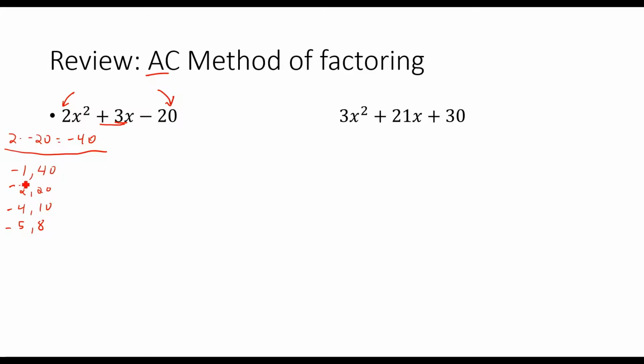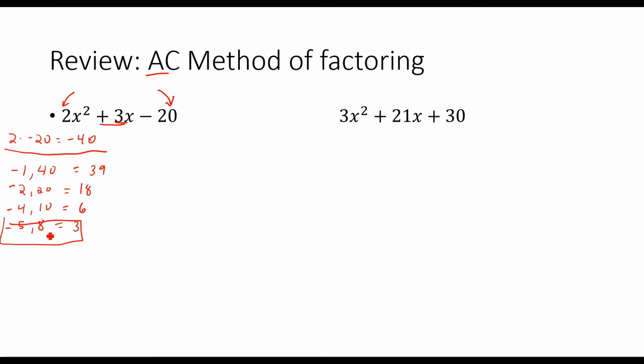Alright, so we have negative 1 and 40. That's going to give me 39. Negative 2 and 20 gives me 18. Negative 4 and 10 gives me 6. And negative 5 and 8 gives me 3. Okay, positive 3 is what we wanted, so these are going to be the values we want.